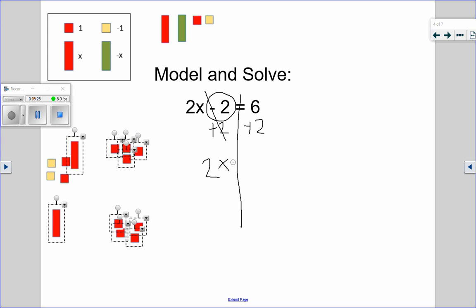I'm left with 2x is equal to, and so I have a 6 plus 2, which is 8. And once again, I have to break those 2 x's up. So divide it by 2 and divide it by 2. My goal is for the 2 to go away, so that's why I'm dividing by the 2. 2 divided by 2 is 1. So I'm left with x is equal to 4.